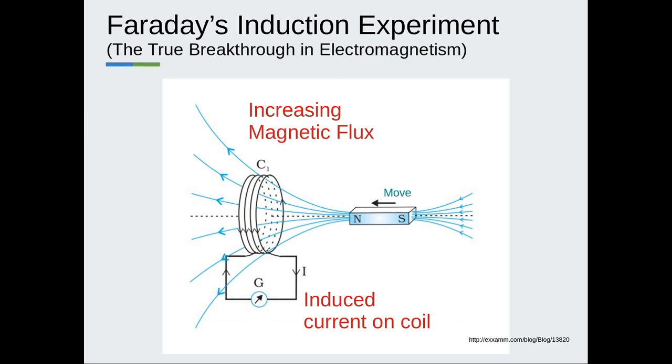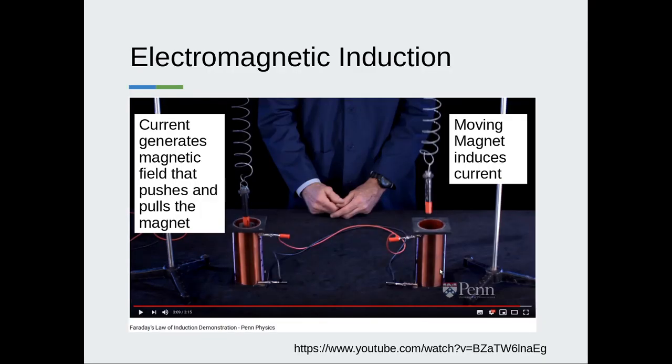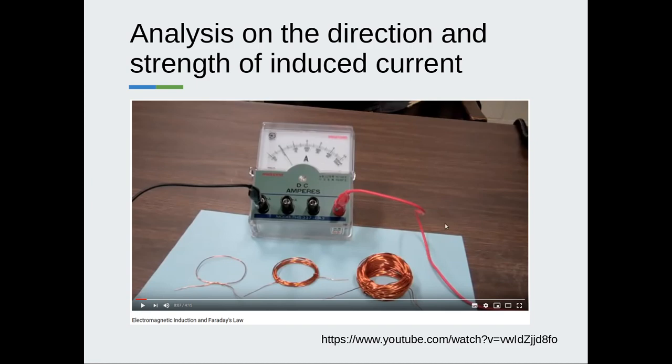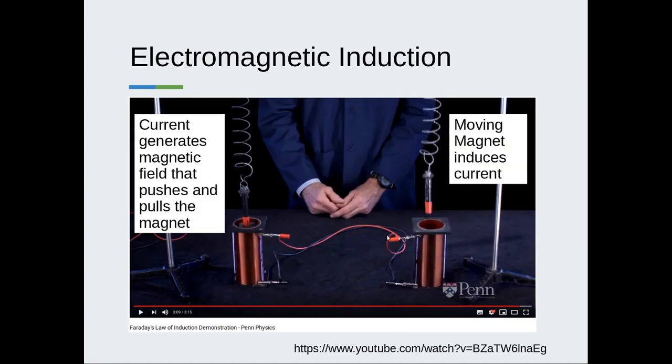So, this is the coil, and if you connect the coil to a current meter, and you move your magnet into your coil, here's the increasing magnetic flux, and here's the induced current on the coil, and you can always measure it.